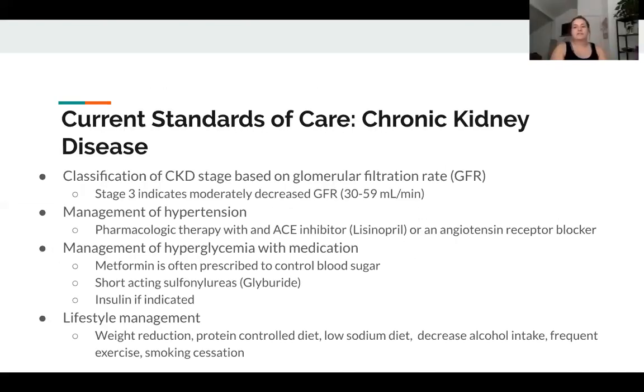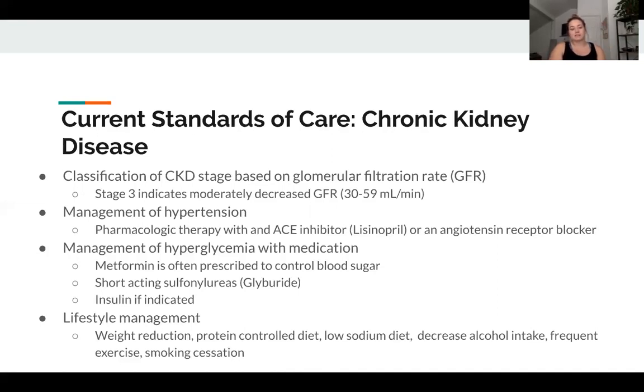Okay, so now that we've talked about a lot of the clinical manifestations of chronic kidney disease, here are the current standards of care. So first, they are going to classify your CKD based on your GFR. So with our guy, Joseph, he's at 50 milliliters per minute, so it indicates that he has stage 3. And then now we're going to try and manage his hypertension.